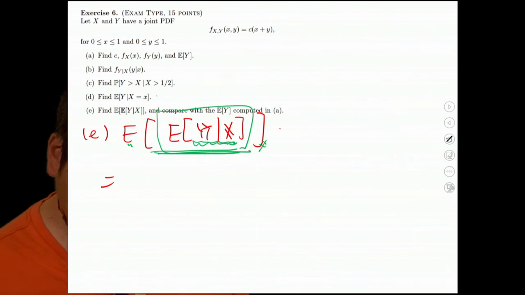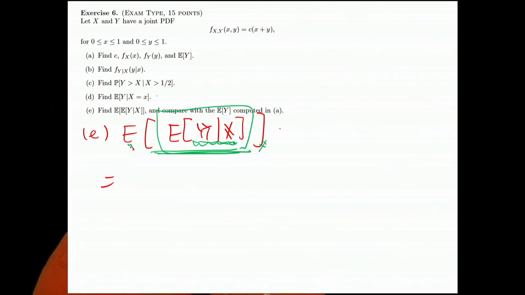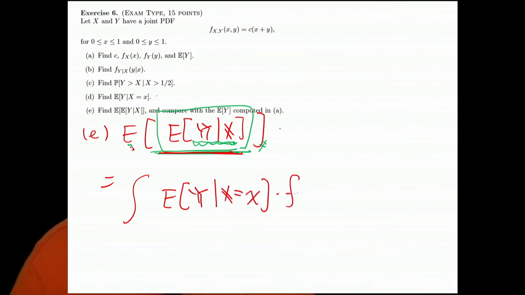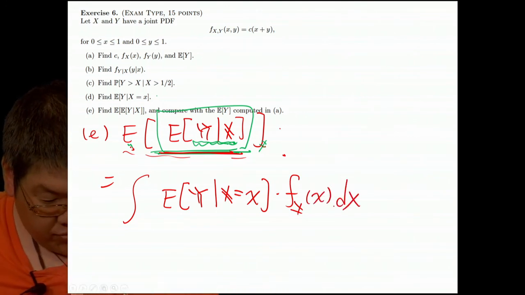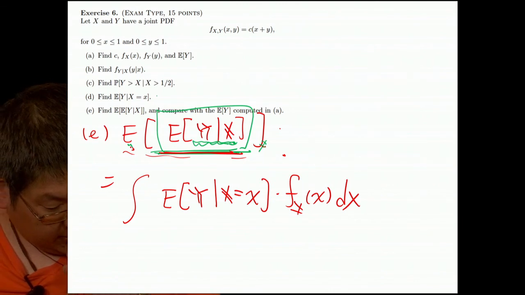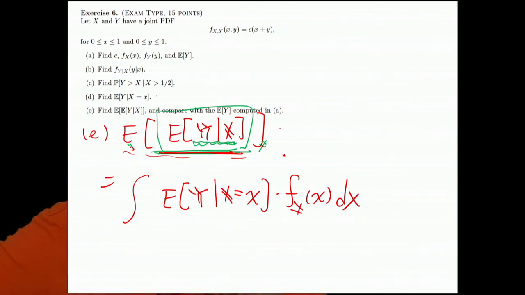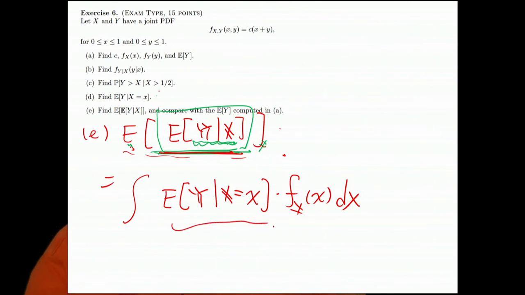So if we want to take this expectation out first, I consider all possible outcomes of here times the weighting, because we know this is a function of x, so the weighting is the PDF of x. And this one you just get from part D. Then you plug in and times the PDF of x. You can easily find the answer is still 7/12.